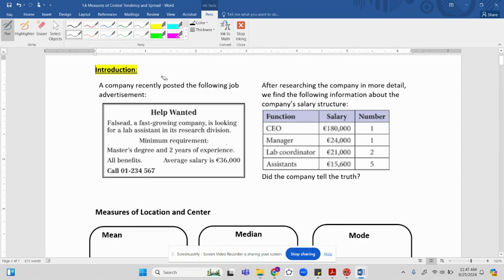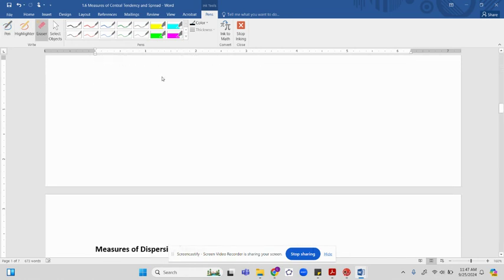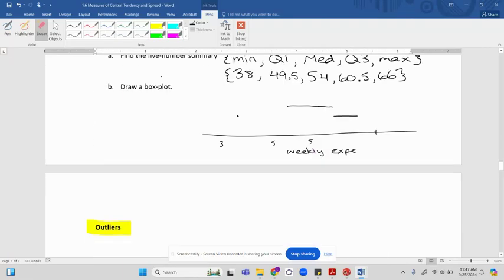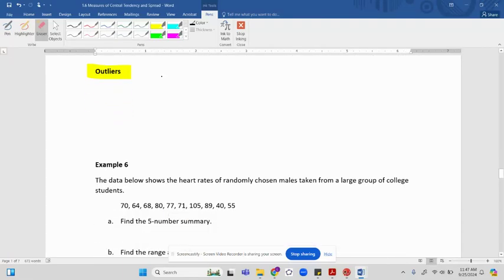Oh, this is so annoying. Let's go back. And you do need to know it. They love questions about determining if a value is an outlier. So let's write: not in formula book.